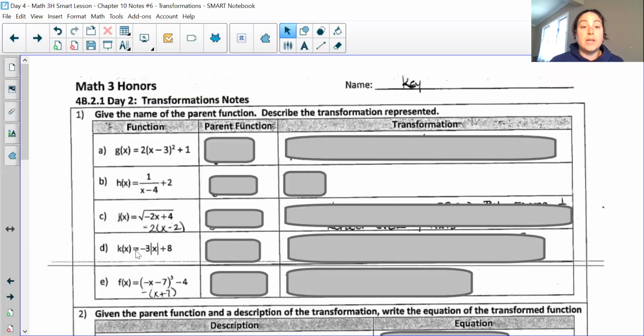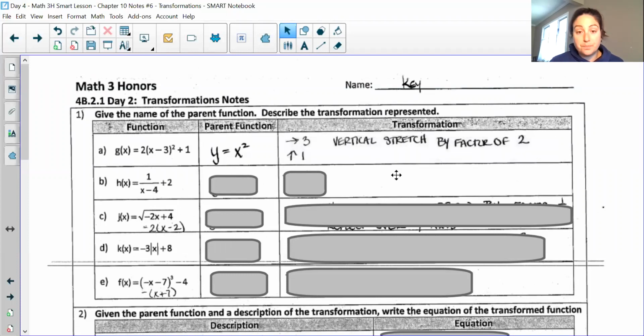All right, so give the name of the parent function, describe the transformation represented. So we have g of x equals 2 times the quantity x minus 3 squared plus 1. Parent function is going to be x squared. And again, our parent function is the function without any shifts or transformations. And the transformation here, if you need to look back at your notes from our last video lesson that explains what our A, B, C, and D values do, you can go ahead and do that.